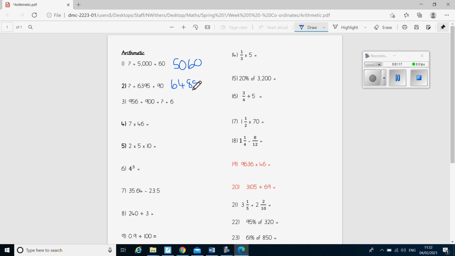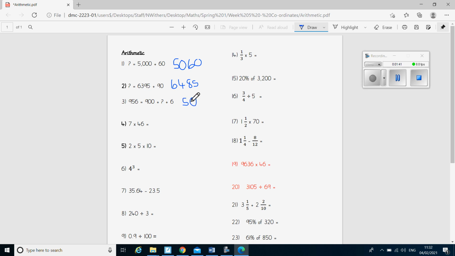Question 3, we've got 956 equals 900 add something, add 6. And this question is testing our place value knowledge. So we've got 900, so we've got a 9 in the hundreds column. We've got 6 ones, so we've got a 6 in the ones column. And it's asking us, what are we missing? Well, we're missing 50 or 5 tens.